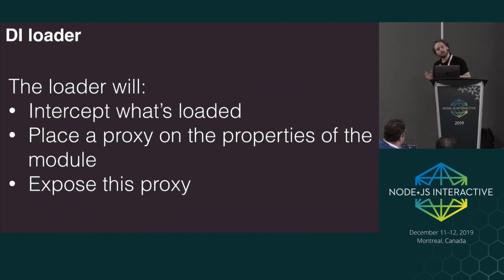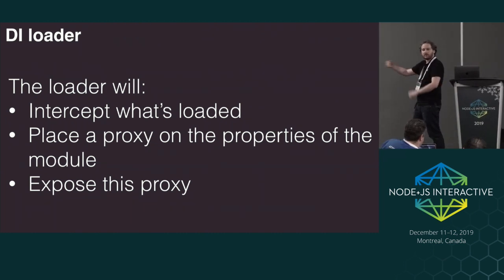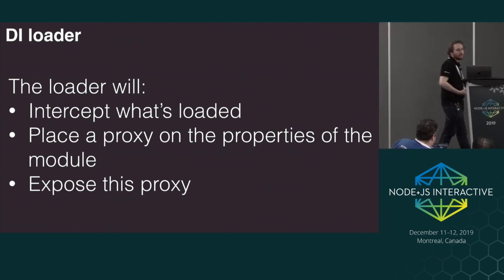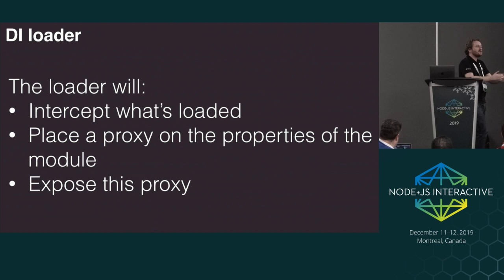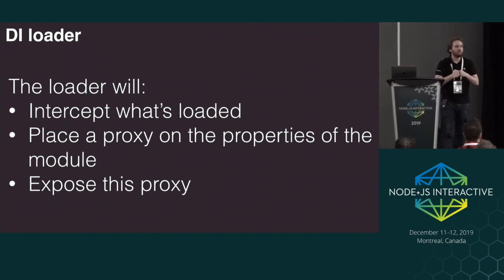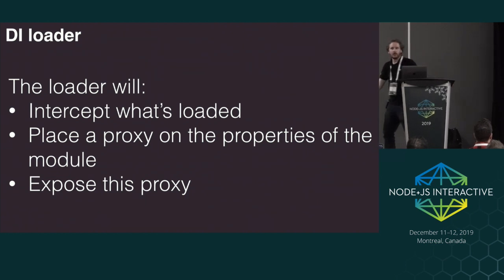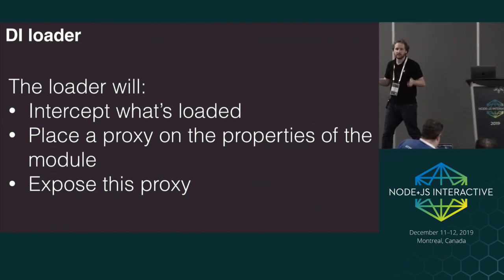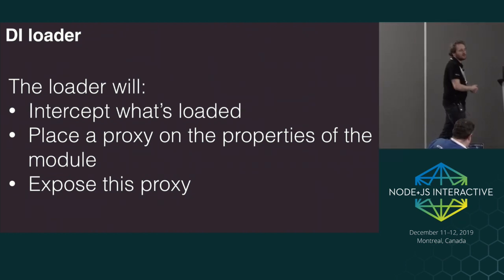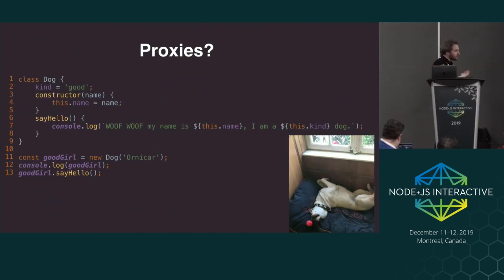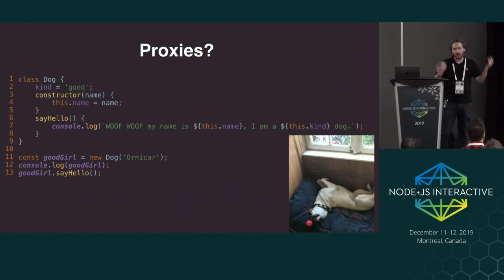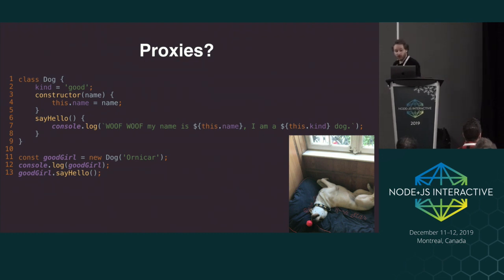So what we will do is a loader that will intercept the imports. This one doesn't change. And when something is imported, it will replace every export of that module with proxies, and it will expose these proxies to you so you can manipulate them. So question, what is a proxy in JavaScript? And to talk about proxies, I will need to talk about dogs.